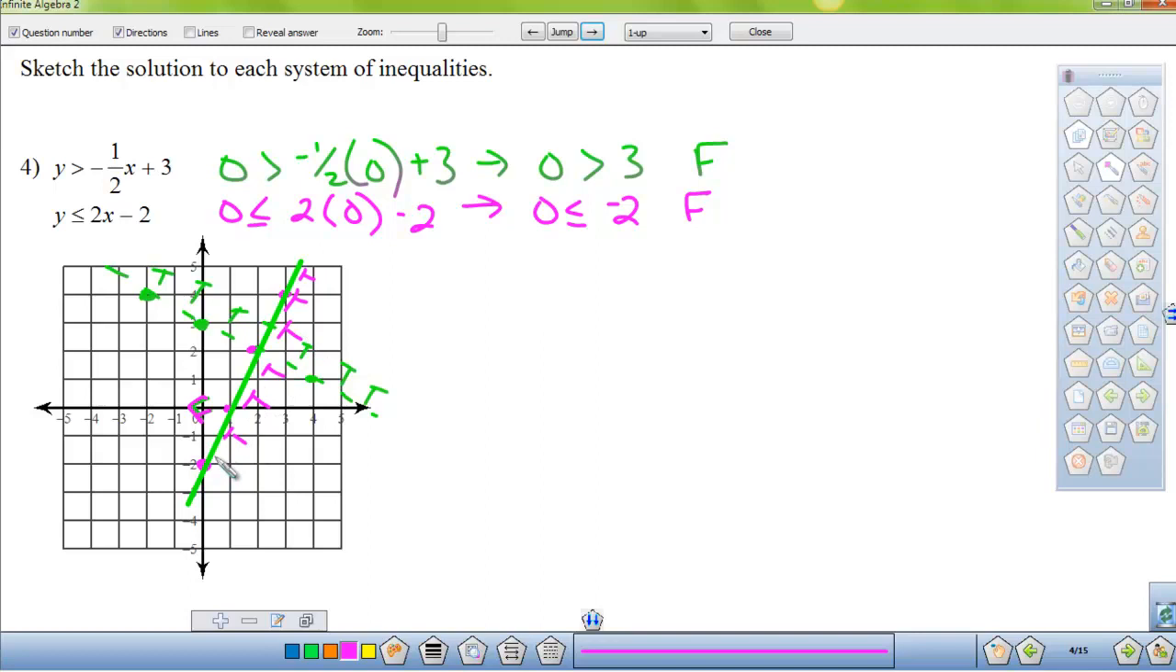And what I'm looking for is the area where I have both green and pink t's, and you can see that it is going to be in this region right here. So you want to just shade that in real good so that it's obvious that that is the solution set.